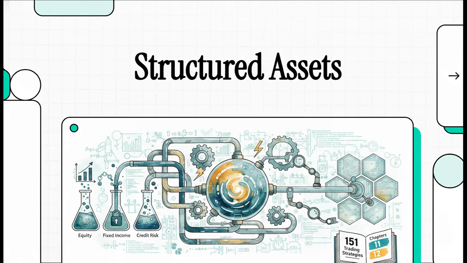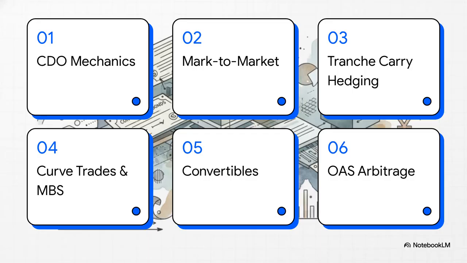Welcome to This Explainer, where we're going to treat structured products like a giant financial laboratory. Today, we're taking a really deep dive into how quantitative traders actually synthesize equity, fixed income, and credit risk into highly specific, tradable assets. We'll be drawing our insights directly from chapters 11 and 12 of a great source, 151 Trading Strategies.